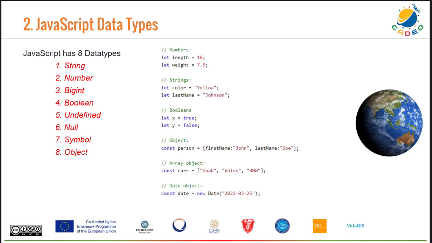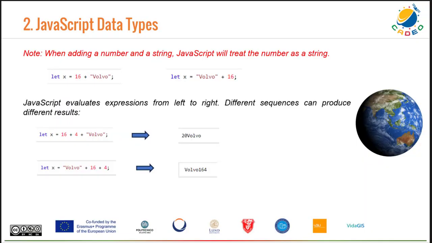Now, let's learn about data types. JavaScript has 8 data types: strings, numbers, big integers, booleans, undefined, null, symbol, and objects. When adding a number and a string, JavaScript will treat the number as a string. Let's see the example below. The value of the variable x has type string, not type number.